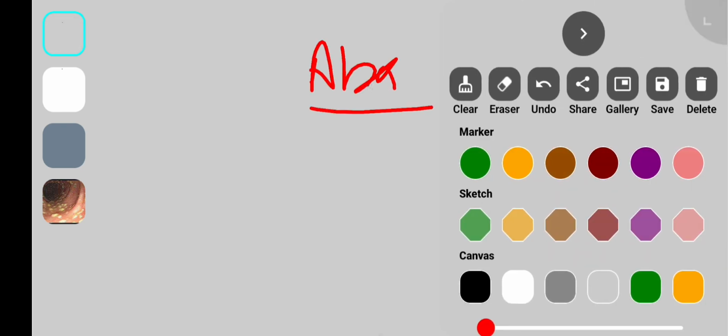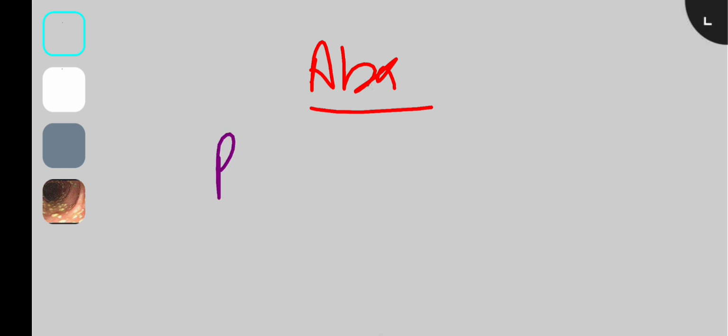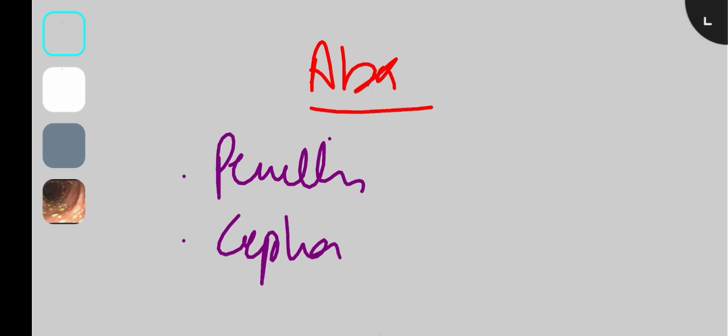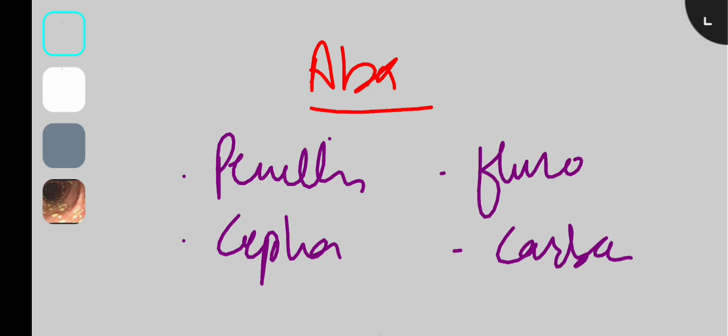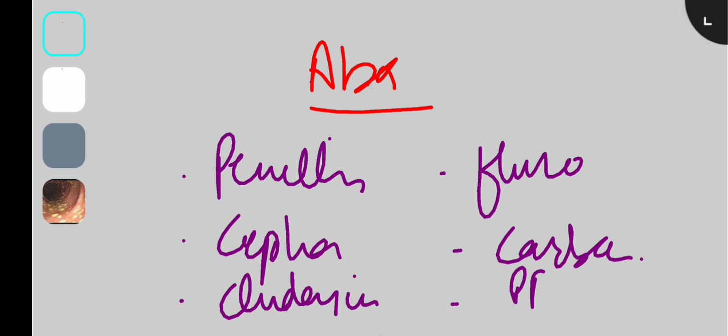So, which antibiotics are most commonly associated with pseudomembranous colitis? These are penicillins, cephalosporins, fluoroquinolones, carbapenems, importantly clindamycin, and some other medications like PPIs. They can also be associated with pseudomembranous colitis.